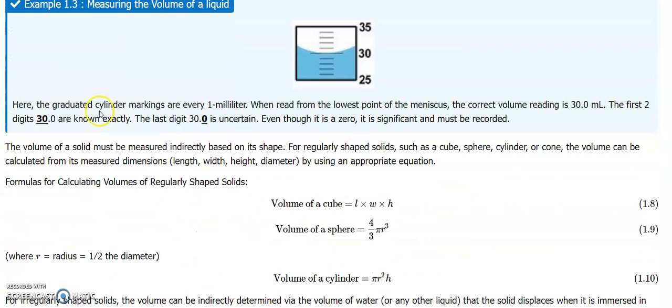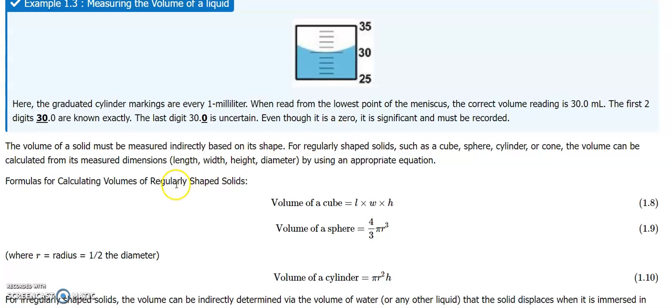For example, here you can see measuring the volume of liquid. Here the graduated cylinder markings are every 1 milliliter. When read from the lowest point of the meniscus, the correct volume reading is 30.0 milliliters. The first two digits, 30, are known exactly. The last digit, 0, is uncertain. Even though it is a 0, it is significant and must be recorded.